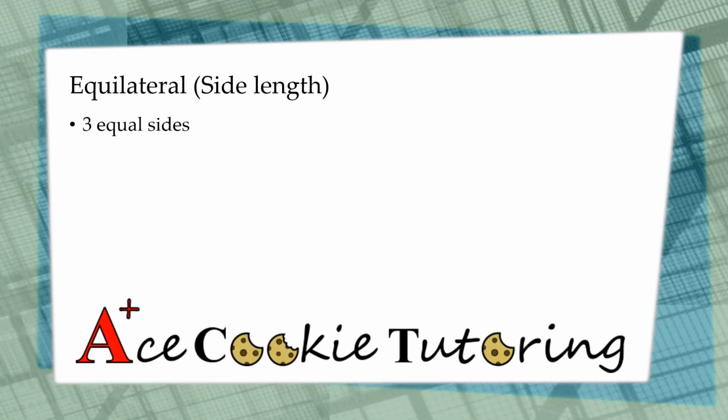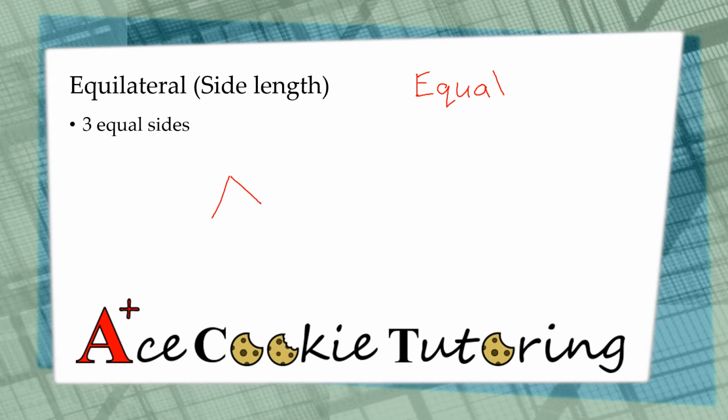Okay, so the first type of triangle we're going to talk about when it comes to side length is equilateral. Now, equilateral, the way I remember what this means is I always think about the word equal, because equilateral and equal sound kind of similar, and then they both have that EQU. So just remember, equilateral has three equal sides, and I remember that by the word equal.